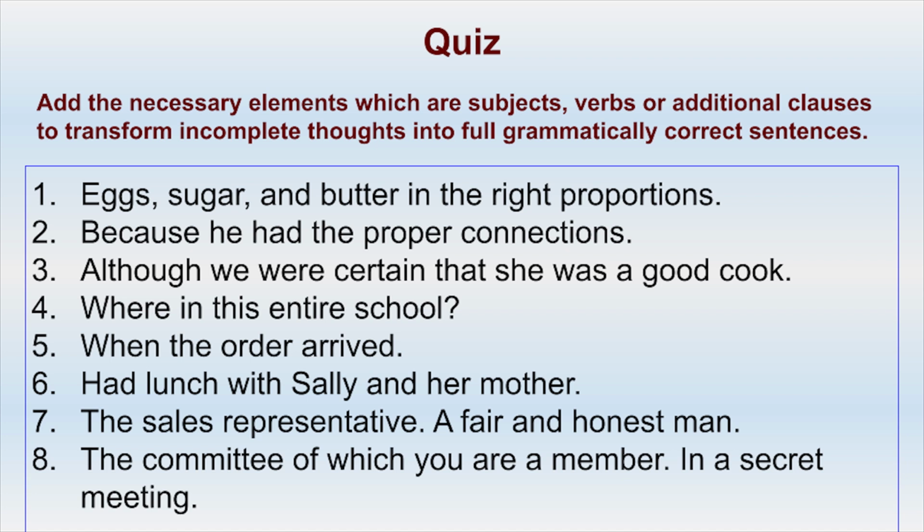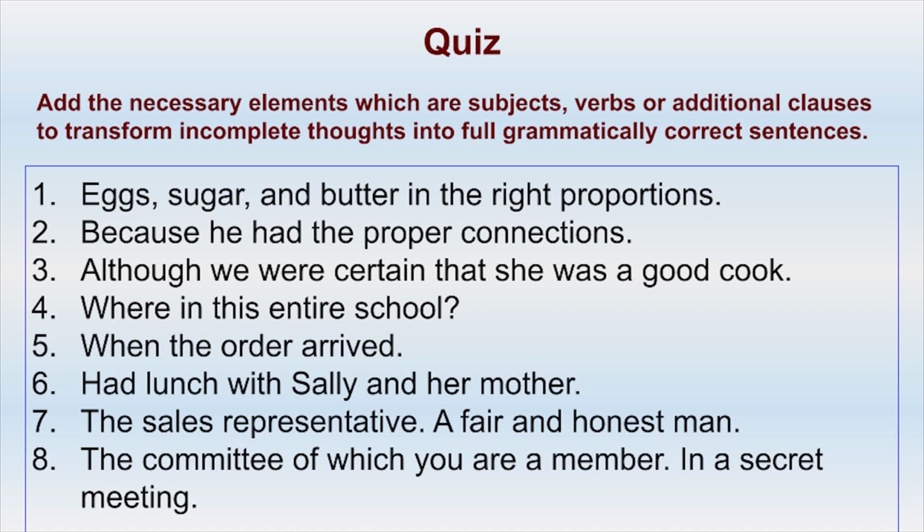Number 1, eggs, sugar, and butter in the right proportions. Number 2, because he had the proper connections. Number 3, although we were certain that she was a good cook. Number 4, where in this entire school? Number 5, when the order arrived.